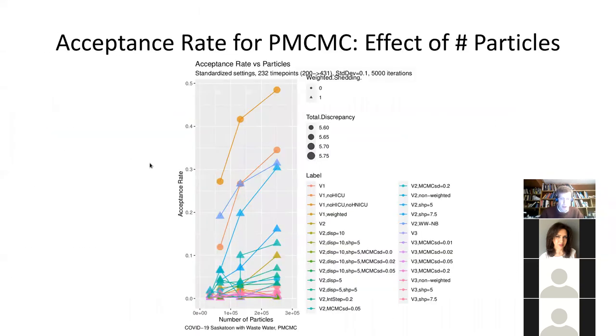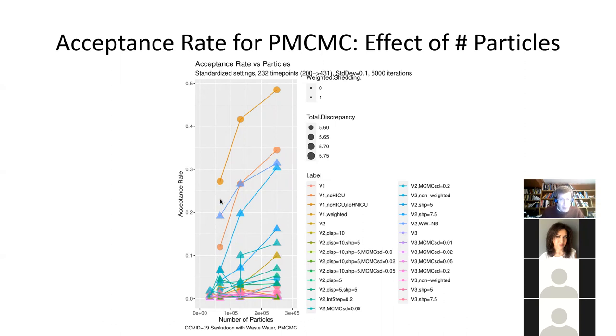I'll show you a picture of this. This is from some of our PMCMC work with the COVID-19 model and wastewater data and data from the health system. As you increase the number of particles, this is like 300,000 particles, 200,000 particles, 100,000, the acceptance rate notably rises. We haven't done anything else. No other parameters are changed. It's just the quality of the posteriors we're getting out is improved. We're sampling it more efficiently. We're getting better estimates of the latent state because we have more possibilities to choose from.